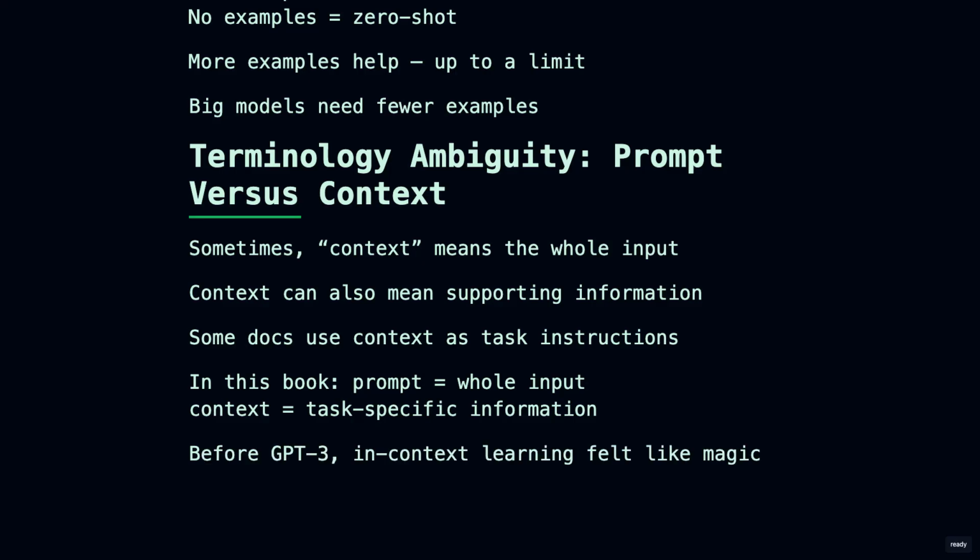Today, in-context learning is normal, but earlier models could only do what they were trained to do. That is why GPT-3 felt surprising. Prompt engineering suddenly looked like finding the right trigger for a capability already latent in the model.